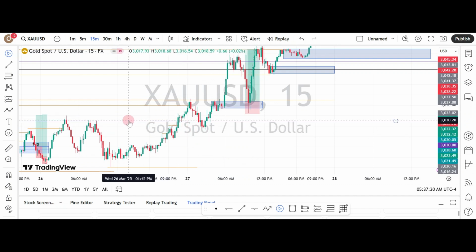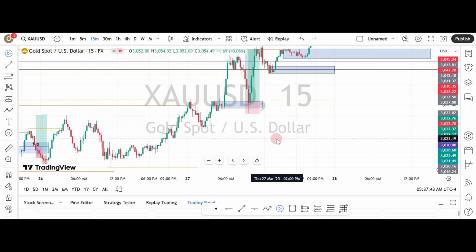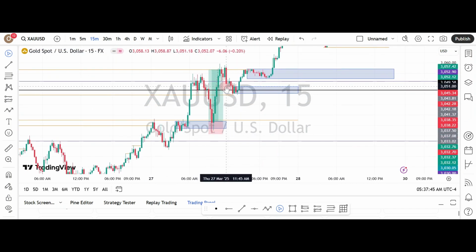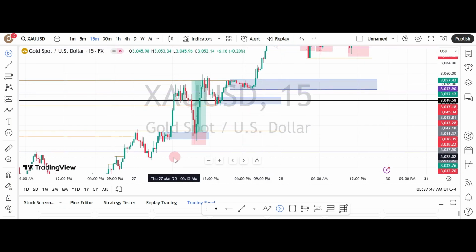If I had been on the chart when the price broke this, I would have set my entry here. This one would have caught me up to this level, and I would have set my TP here. I would have caught maybe a one-to-three ratio trade here too, but I was unable to catch this. Then this is the next one that I was able to catch.